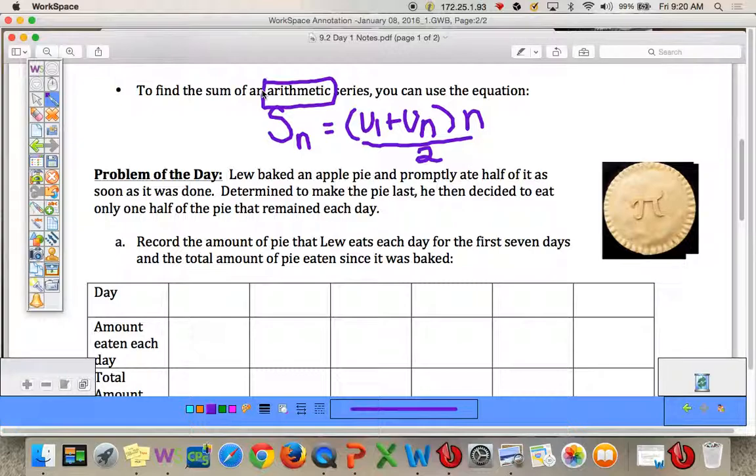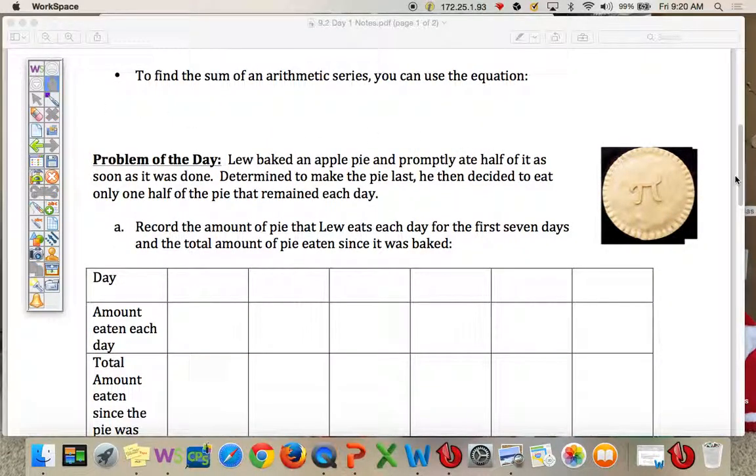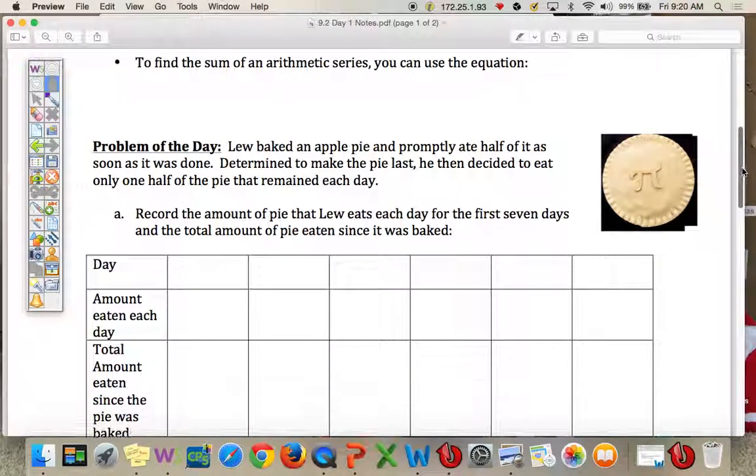So here's our problem of the day. Let's say Lou baked an apple pie and he promptly ate half of it as soon as it was done. Determined to make the pie last, he then decided to eat only 1/2 of the pie that remained each day. So let's fill out this table. Record the amount of pie that Lou eats each day for the first 7 days and the total amount of pie eaten since it was baked.